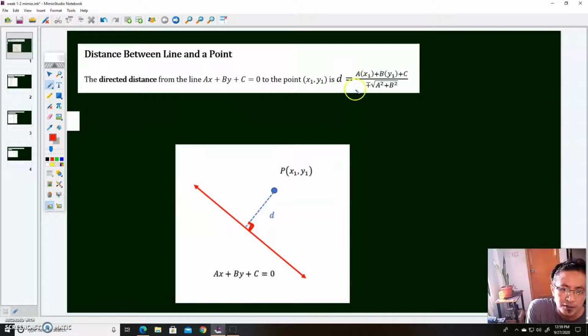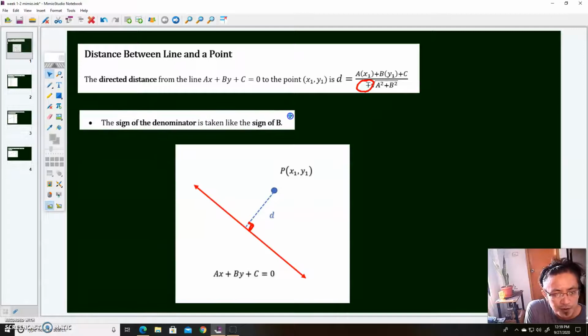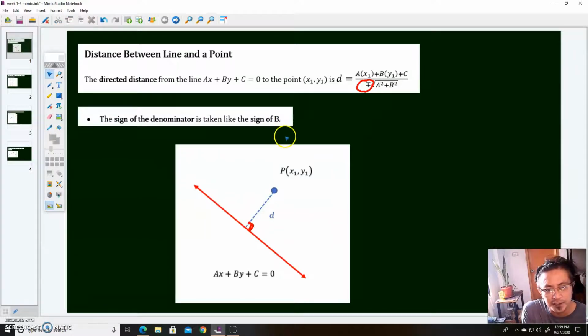Now, in the formula, you notice that there is a plus or minus in the denominator. It means we have to choose which sign to use. By convention, the sign of the denominator will be taken to be the same as the sign of b, so the sign of the second term. And this means something. So let's have the examples.